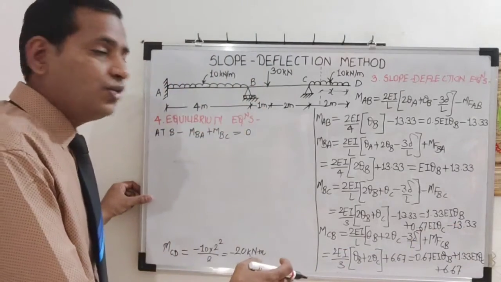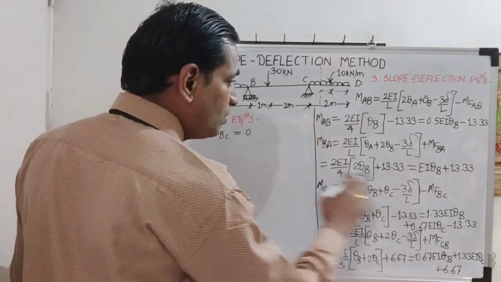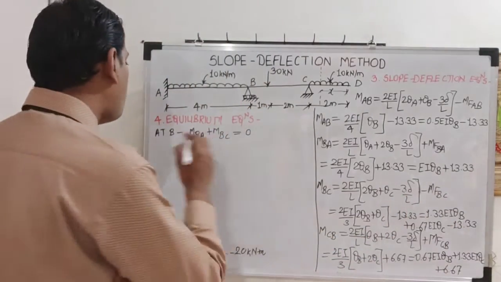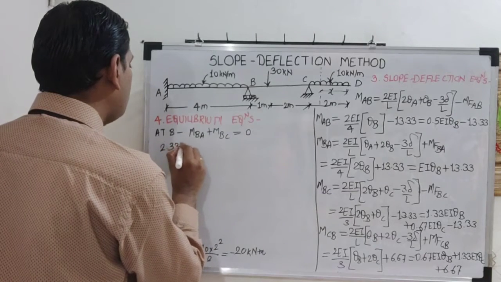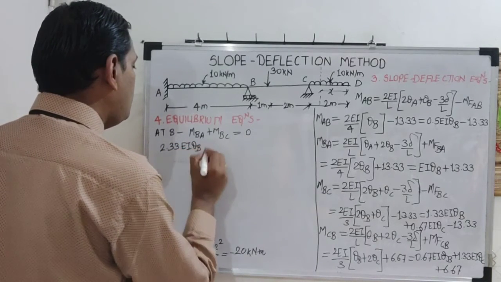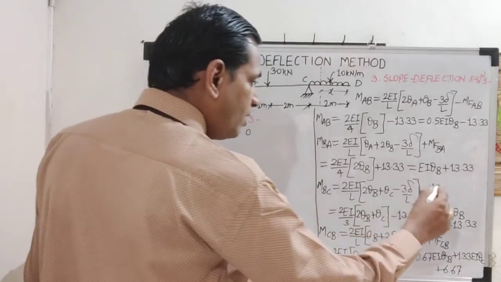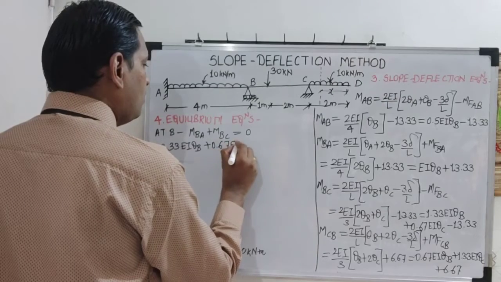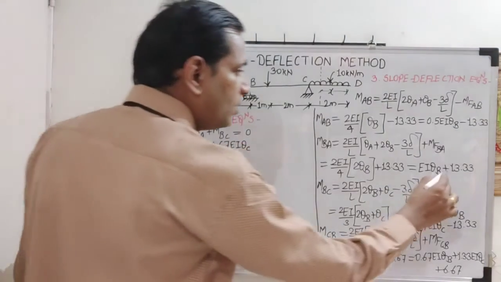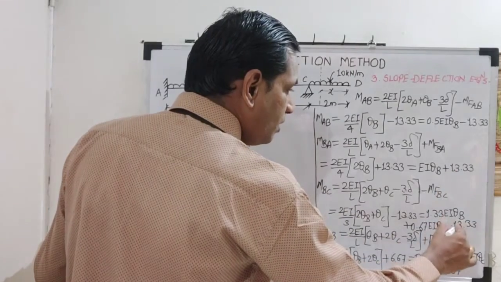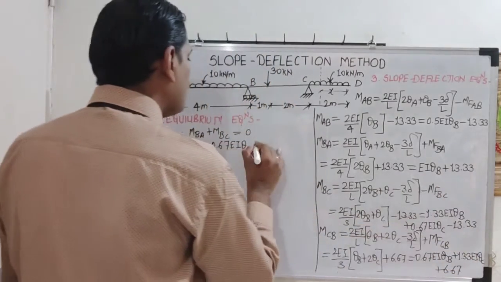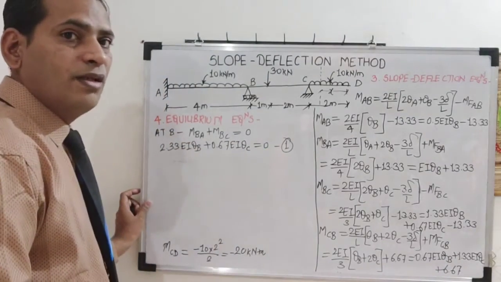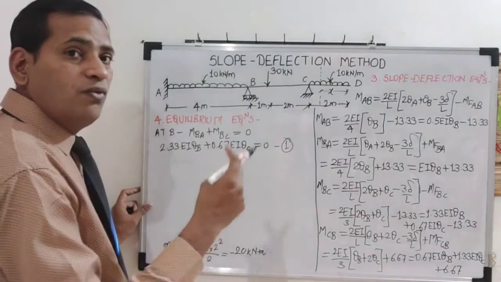So take the addition of these two equations and write the final equation. EI theta B and 1.33 EI theta B, so this becomes 2.33 EI theta B. Then 0.67 EI theta C. And the next term, 13.33 plus, and here is minus, so this gets cancelled. So it is 0. This equation is formed. From one condition we have formed one equation.